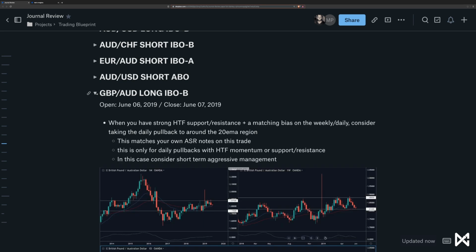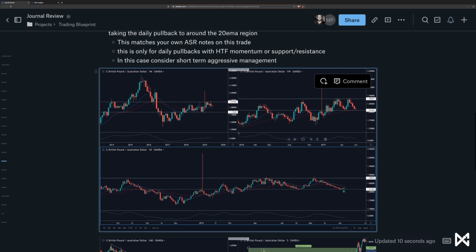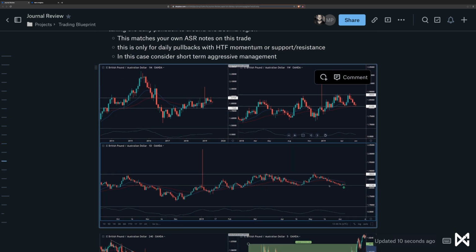Panazi long, IBO-B. When you have strong higher time frame support and resistance and a matching bias on the weekly, daily, consider taking the daily pullback to around the 20 EMA region. Okay, so in this case, it was a daily pullback, and you have support on a monthly, support on a daily, support on a weekly.